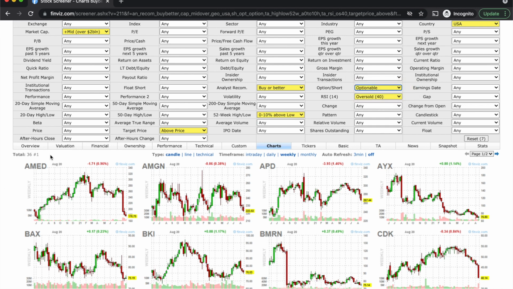So this is the first step. You basically select optionable here in the screener settings. This makes sure that any companies which do not have an option chain at all get dropped off. And now, definitely all the 36 companies being listed here will have option chains.